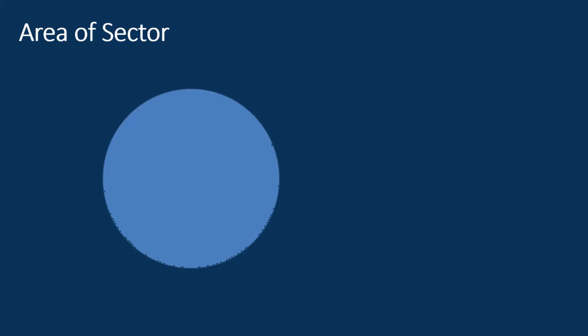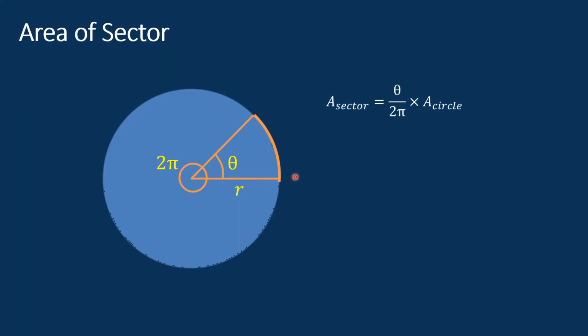Let's say we have a circle. The angle at the center of the circle is equal to 2 pi. There is a sector in the circle. The angle of the sector at the center of the circle is equal to theta. The area of a sector is equal to the fraction of the angle subtended by the sector over the angle of the circle, and then multiplied by the area of the circle. The area of the circle can be written as pi r squared. Cancel off the pi, and the area of the sector is equal to 1/2 theta r squared.